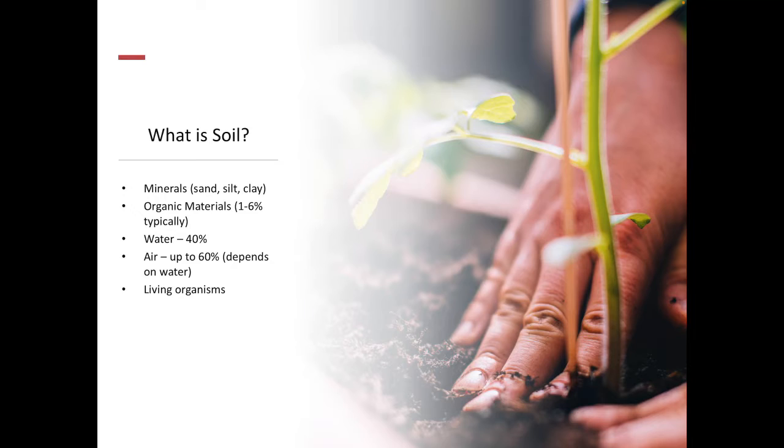Minerals, which we tend to call sand, silt, and clay. Organic material, which is usually somewhere between 1 and 6% typically. We can add some to make more. Notice that water and air make up the vast majority of it. The amount of air greatly depends upon the amount of water, and then all the rest are living organisms, things that you can see like worms, and things that you can't see like bacteria.